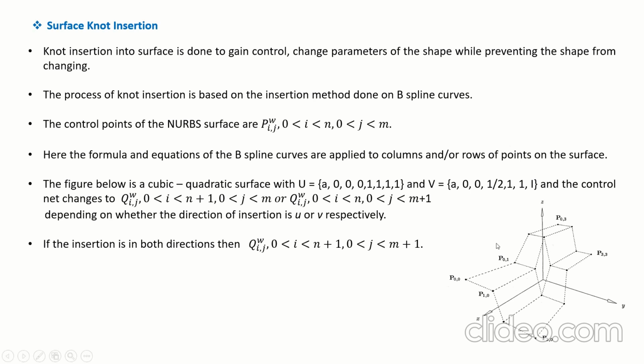Shown here in the figure below is a cubic quadratic surface, and the control net changes to Q_i,j when knot insertions are done. The index i changes to 0 to n plus 1, and/or j changes to 0 to m plus 1, depending upon whether the knot insertion direction is u or v. If knot insertion is done in both directions, then Q^w_i,j will have i between 0 to n plus 1 and j between 0 to m plus 1.